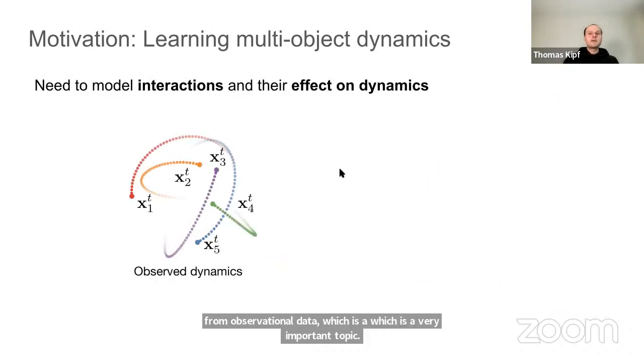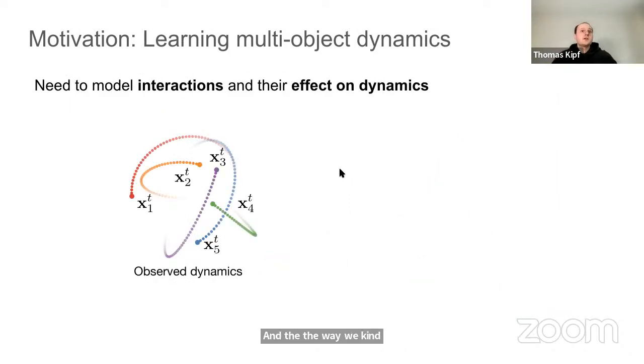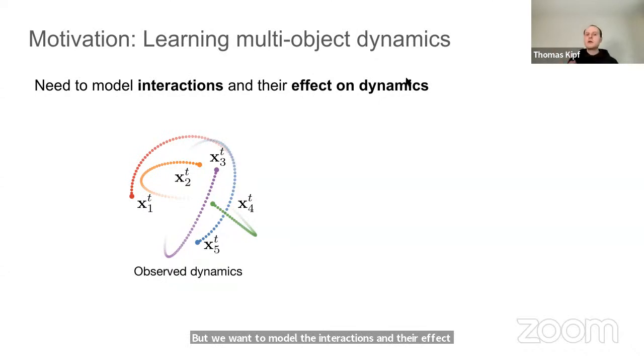And the way we can approach this is, we want to learn a dynamical system of these particles, which we can describe, for example, using a vector, which describes the position and the velocity of the particle. We enumerate those particles here from 1 to 5, and we assign a time step to each of those observations across time, because now we have a temporal system. But we want to model the interactions and their effect on dynamics, because these particles don't just swirl around in isolation, it's really an interacting system.